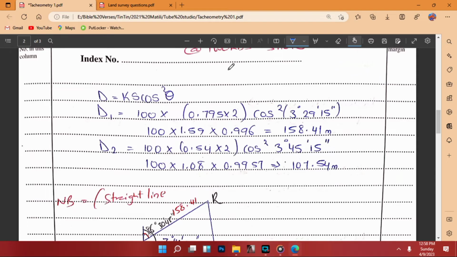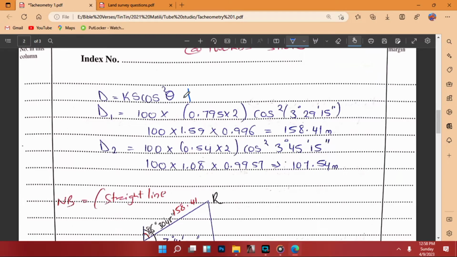So this instrument was fitted with an analytic lens. So having been fitted with an analytic lens, the constant C will be equal to 0. So when multiplied by 0, every value there, even the cos square that we had there in the formula, will be 0. So our answer will be simplified to T, which is the horizontal distance, is equal to KS cos squared theta. K is the constant which is 100 in any analytic fitted instrument. So K is 100 times S.